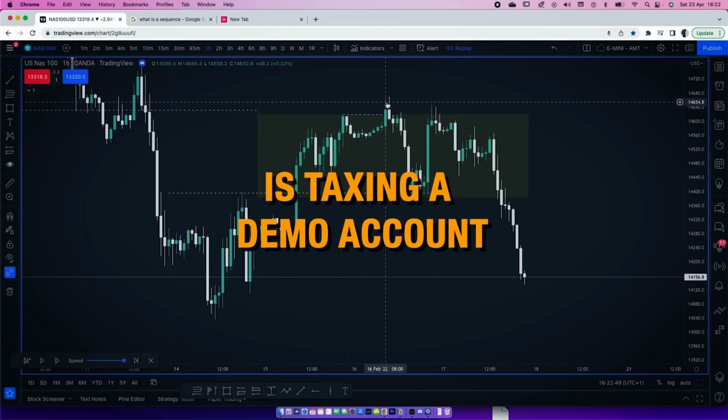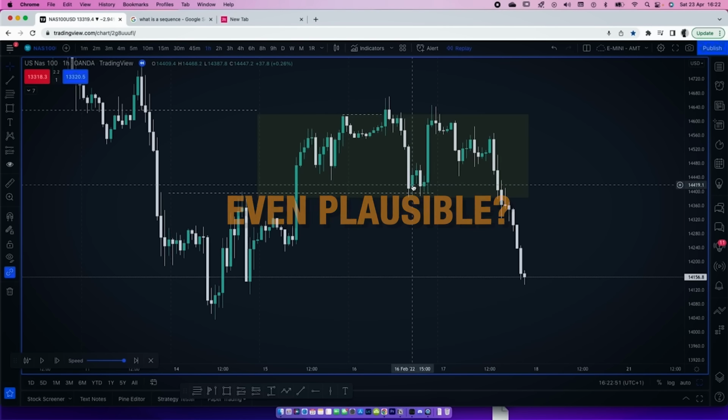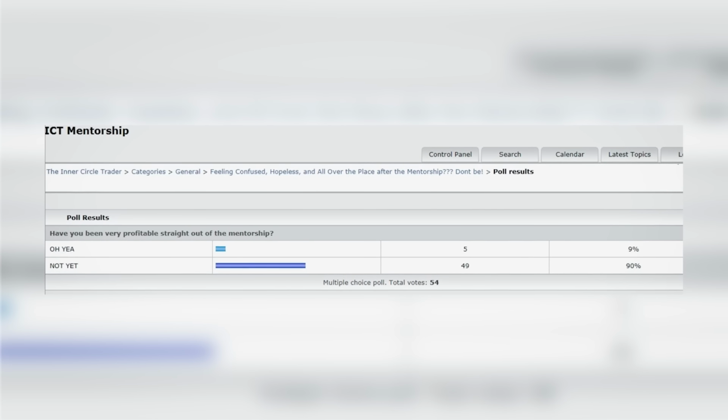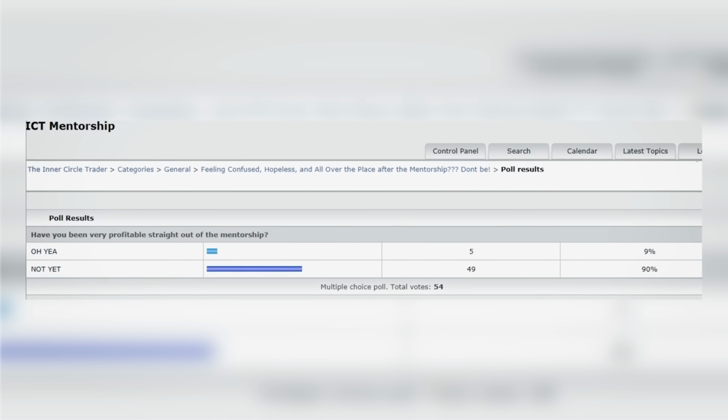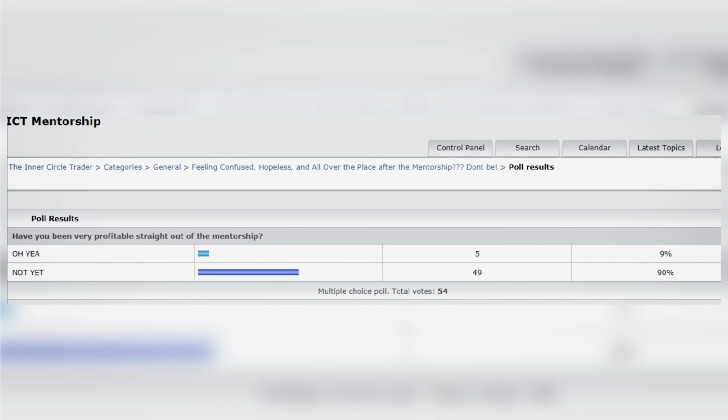Is taxing a demo account even plausible? None of this makes sense. The scenario shifted in 2017 when his students began to comprehend that his mentoring wasn't leading to profitability.